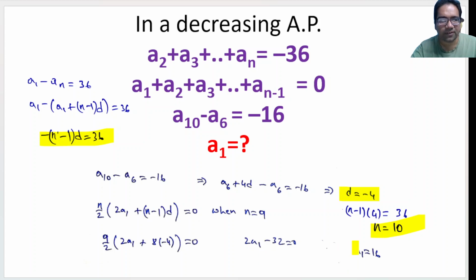So a1 is the first term. So the first term is actually 16. Right, guys? This is a simple problem. You just need to use the very basic formulas: how to express each term in some other term, and what is the sum of n terms of an arithmetic progression. Thank you, guys.